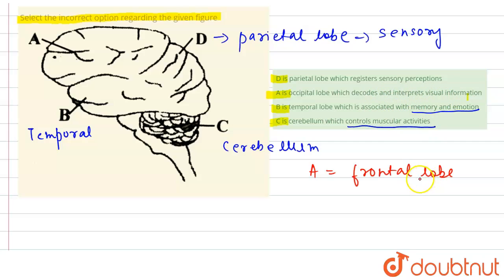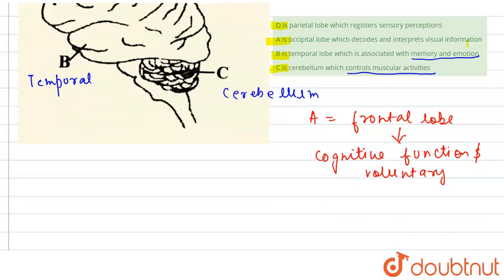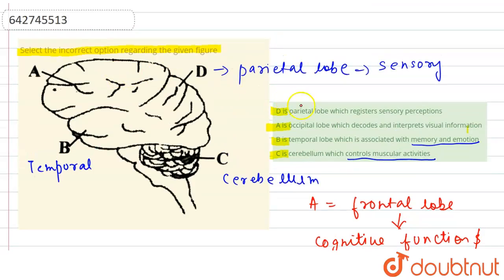If we talk about the frontal lobe here, this is responsible for the cognitive functions, right? So it controls the cognitive functions, and it is involved in the control of the voluntary movements, right? Voluntary actions, or we could say the voluntary movements, they are controlled by the frontal lobe here. So the incorrect option is option second.